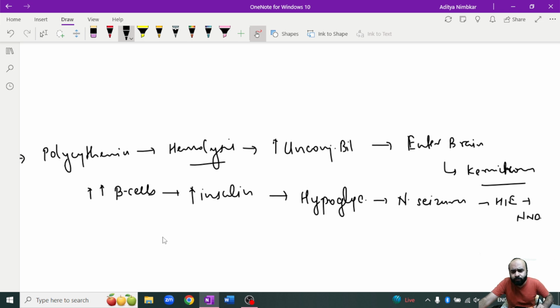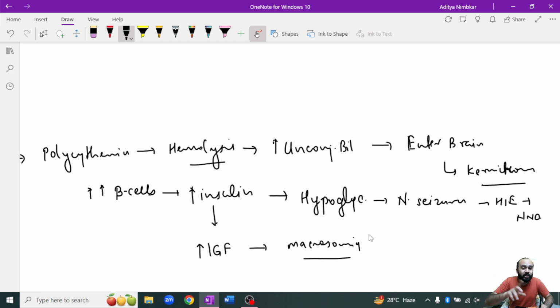Apart from that, remember that this fetus had excessive amounts of beta cells, increased insulin. This increased insulin meant increased insulin-like growth factor. This led to macrosomia. It also led to the deposition of a lot of fat on its shoulder, which leads to shoulder dystocia during labor. This macrosomia, this hypothesis that I just explained, is Pedersen's hypothesis. This hyperinsulinemia one is Pedersen's hypothesis.